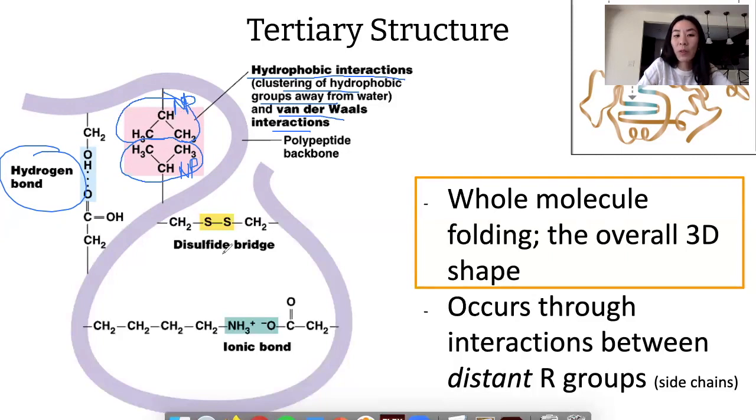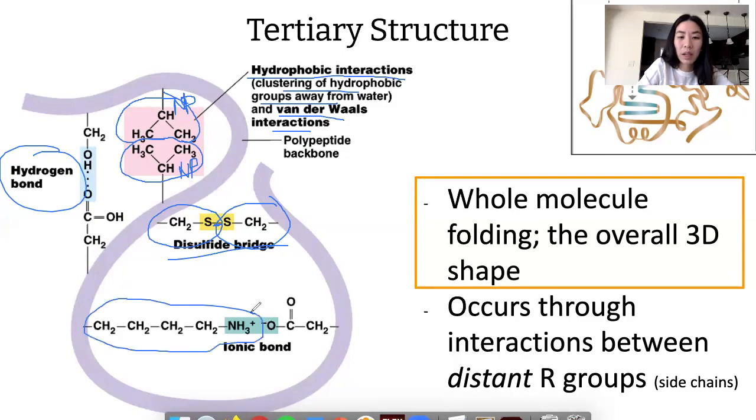A disulfide bridge. This now is one amino acid. This is another one. These sulfurs can bind together, and this is called a disulfide bridge. And the last one is an ionic bond. In this case, this is one amino acid right here. This is another amino acid. This one has a positive charge. This one has a negative charge. And obviously an ionic bond forms when the positive charge attracts a negative charge. So this would be the fourth type of interaction.